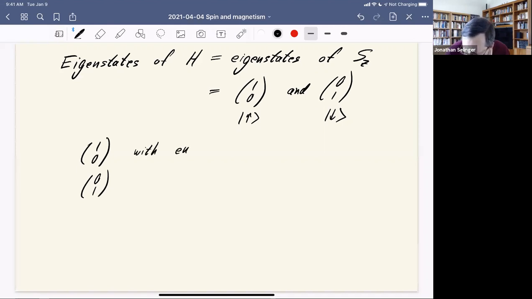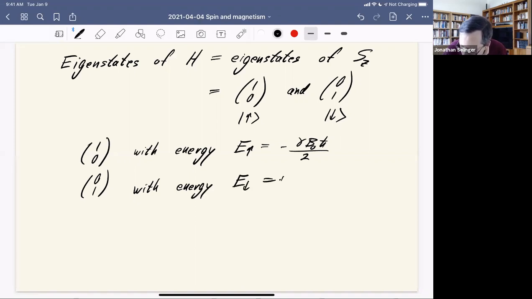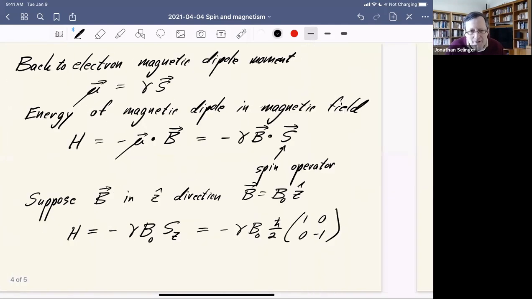This state has an energy E up, which is equal to negative gamma B naught h bar over 2. And this one has energy E down, which is plus gamma B naught h bar over 2. Is that clear? Just to make sure, I'm not positive everyone could follow that one.